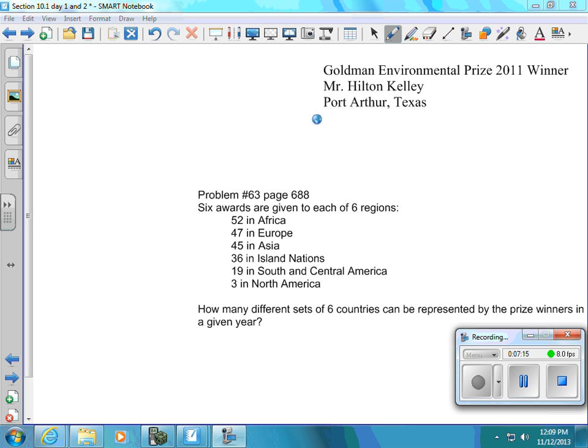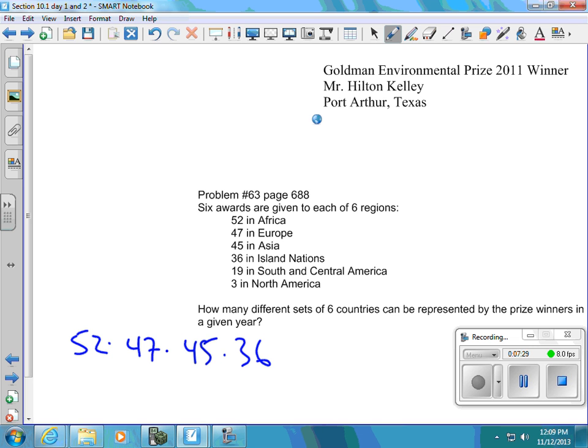Well, we're going to pick 1 out of 52 for Africa. So 52 times 1 out of the 47 in Europe, times 1 out of the 45 in Asia, times 1 out of the 36 on the island nations, 1 out of 19 in South and Central America, and North America we only have 3 countries, so we multiply those all together, and if we're just drawing it at random, then we have quite a lot of possibilities. 225,678,960 ways to pick a person from each region.